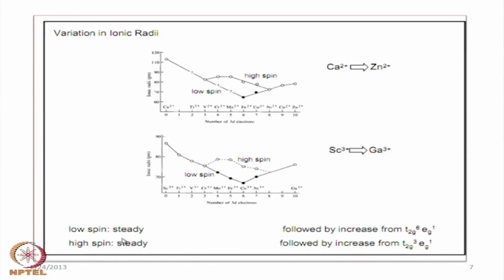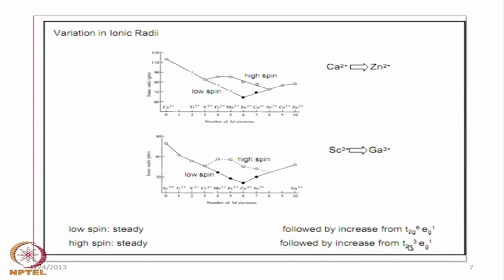In case of high spin also the change is very steady from one step to another, but there is an increase once the T2G shell is half filled. So, after T2G3, up to vanadium 2 plus, which is the T2G3 case, then we have chromium and manganese. Then once we go to the chromium state, it is increasing from chromium 2 plus, and for manganese 3 plus, which is also D4, here it is again increasing.